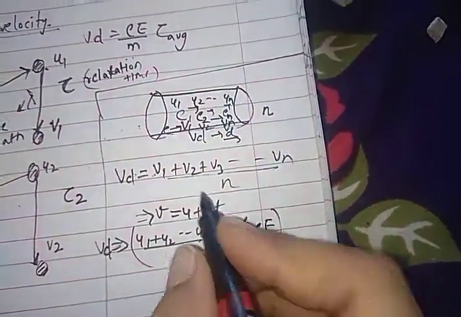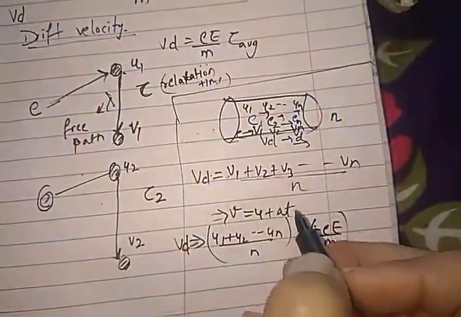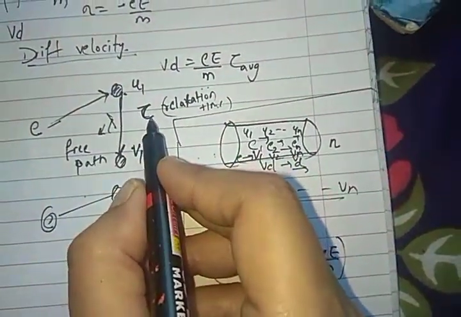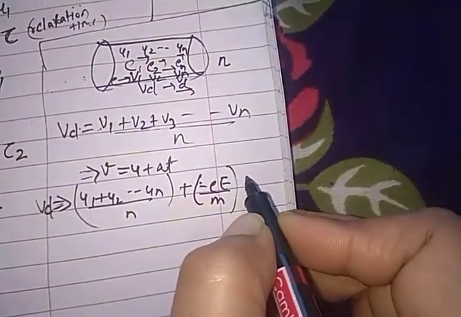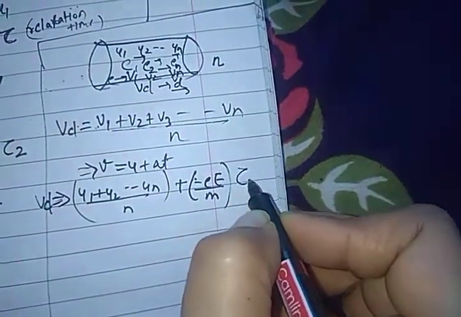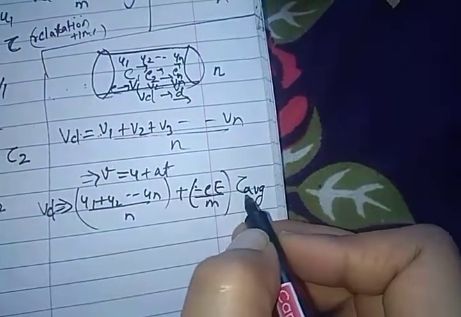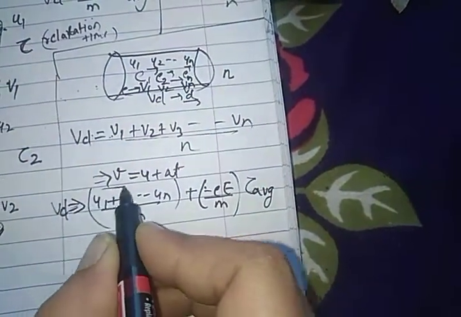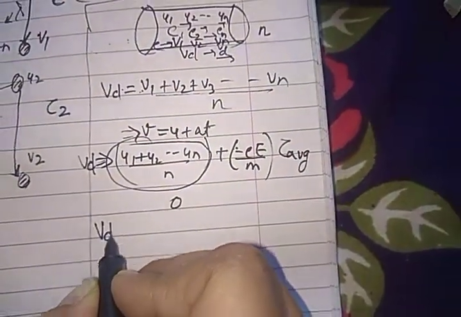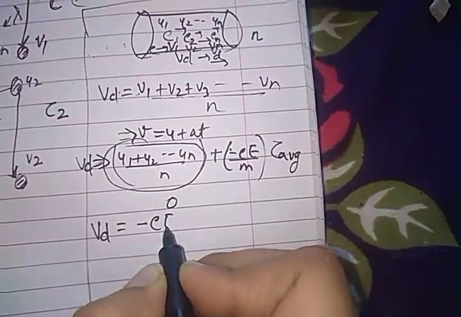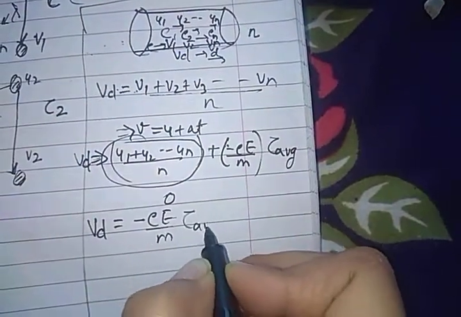And what is this T? Tau is the relaxation time. So this T should also be averaged: tau average is tau 1 plus tau 2 up to tau n upon n. So instead of time we can write tau average. Now this whole quantity, the initial velocity term, will become 0. So Vd is equal to minus eE upon m times tau average.